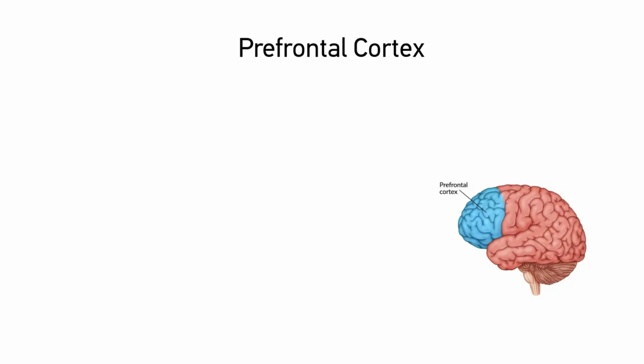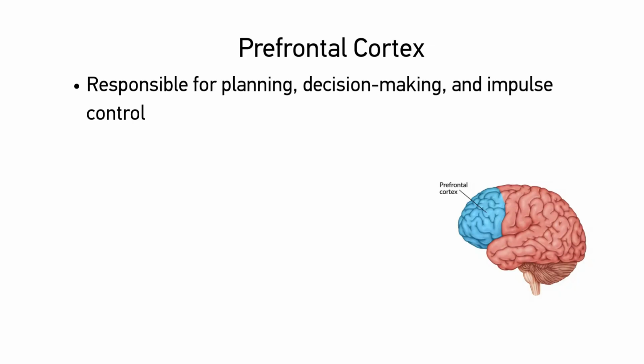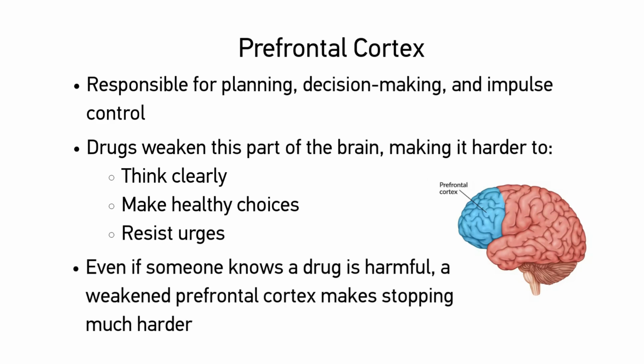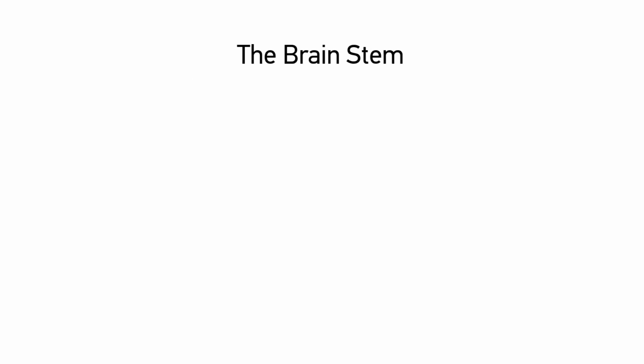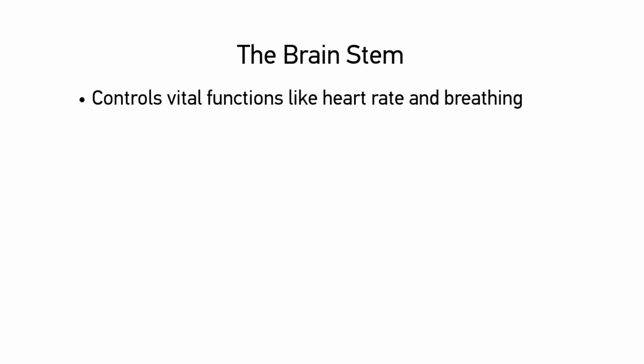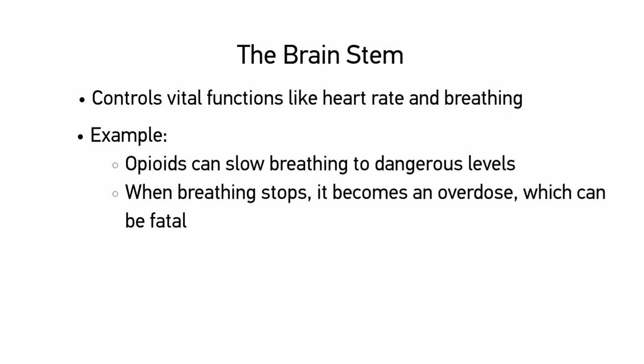And the prefrontal cortex. This is the part of the brain that's responsible for decision-making, planning, and self-control. Drugs that weaken the prefrontal cortex make it harder to think clearly, make good choices, or resist impulses, even when a person knows the drug is harmful. Some drugs also affect other areas, such as the brainstem, which controls vital functions like heart rate and breathing. Opioids, for example, can slow breathing to dangerous levels. When breathing stops, it's called an overdose, which can be fatal.